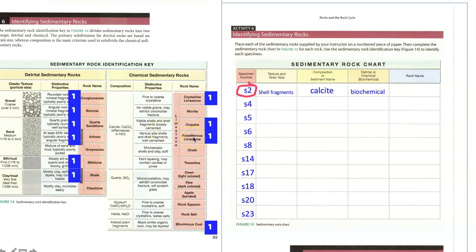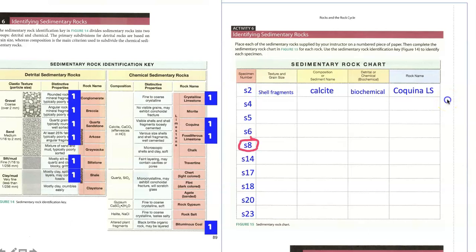And there's a fossiliferous limestone that has shells and it's well cemented. Well, it turns out if you tap this rock, it would fall apart. It is loosely cemented. So this happens to be the coquina limestone. I put LS for limestone.